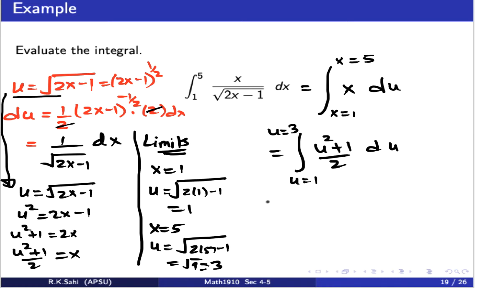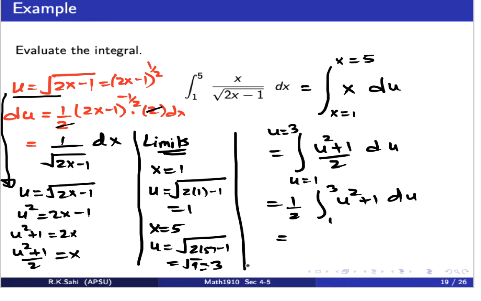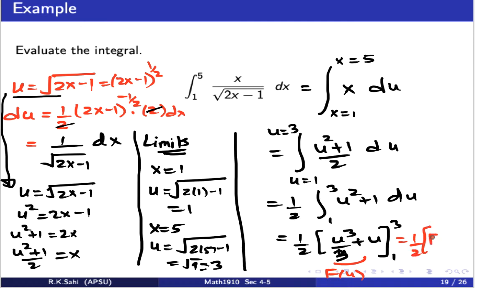Now this we can easily solve. I can take the half out. Integral from 1 to 3 of u squared plus 1 du. Now here's the fundamental theorem of calculus. We're going to apply that. Half outside, u cubed over 3 plus u. Now remember, this is your F of u, and you're going to have half outside, F of 3 minus F of 1.